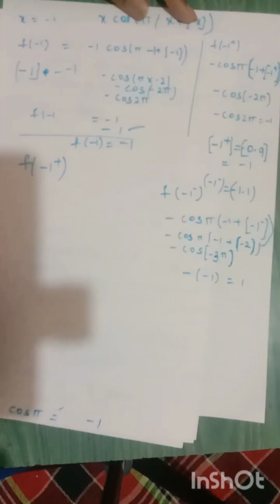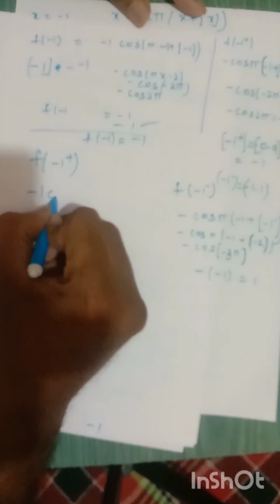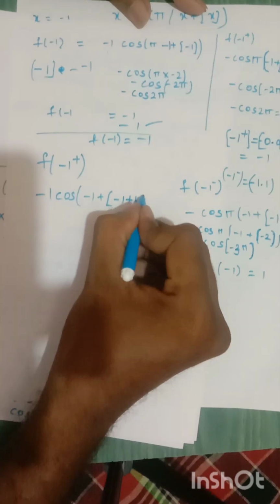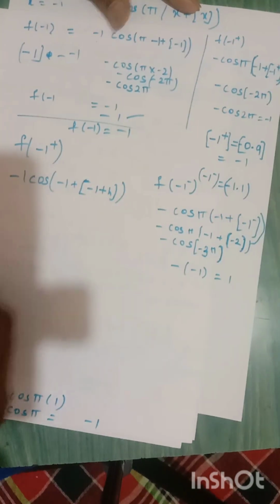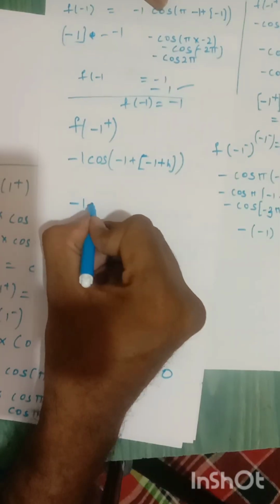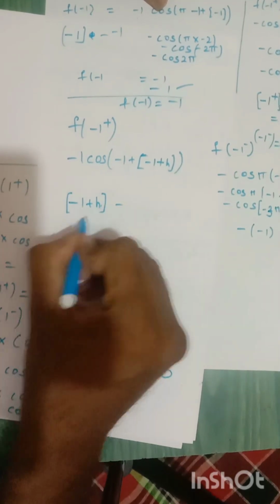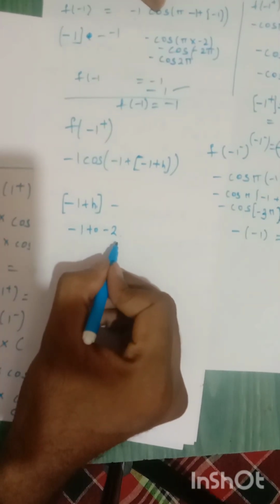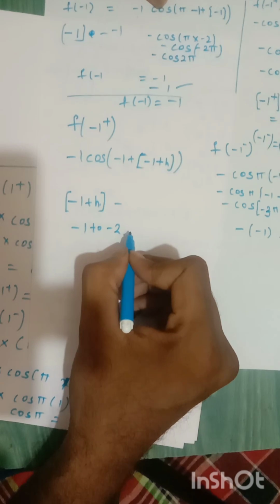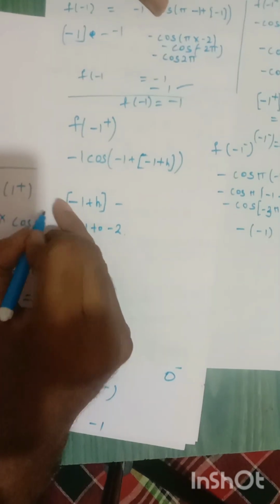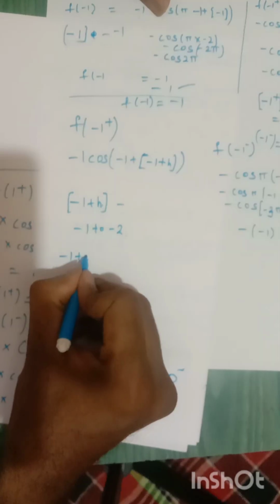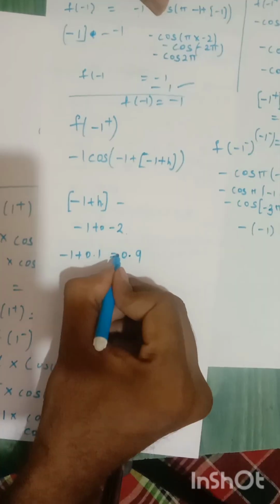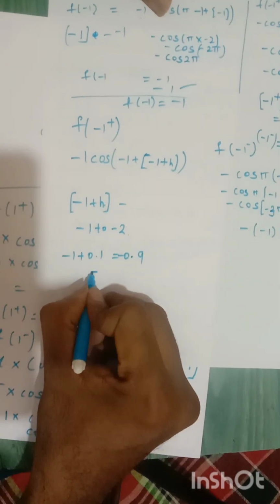Now f of minus 1 plus. If we take minus 1 into cos of minus 1 plus h, this is the greatest integer function. So the value of minus 1 plus h, greatest integer function, will be for minus 1 to minus 2. If we are adding something, minus 1 plus some 0.1, the value will be minus 0.9. So for minus 0.9 the greatest integer function will be minus 1.